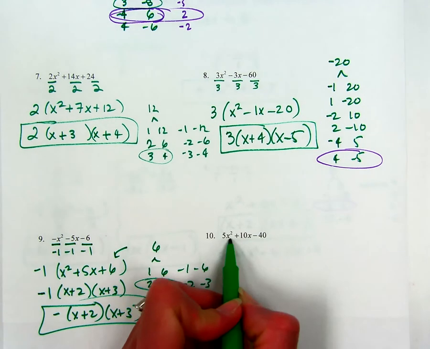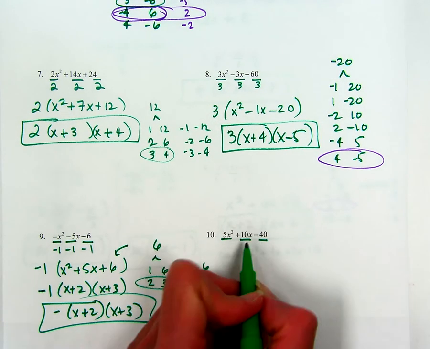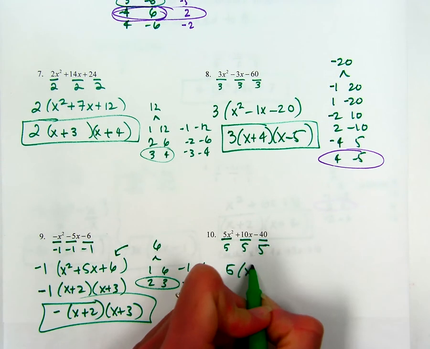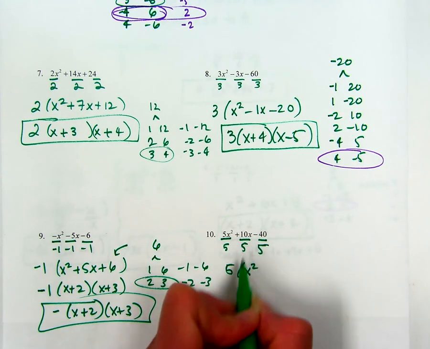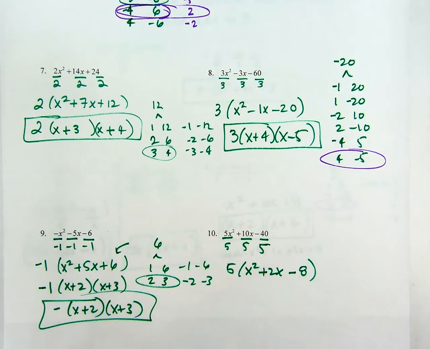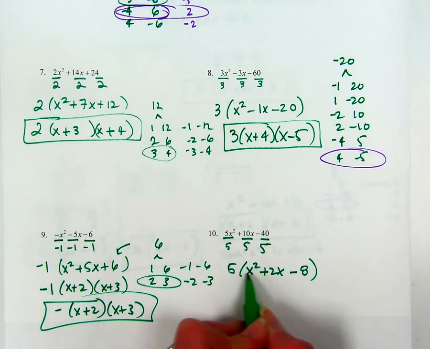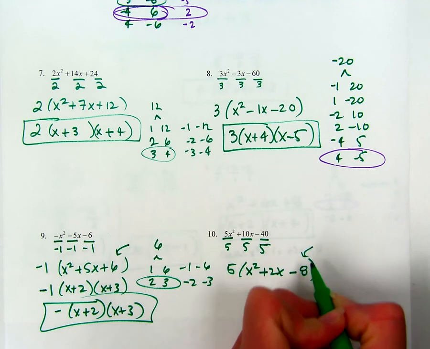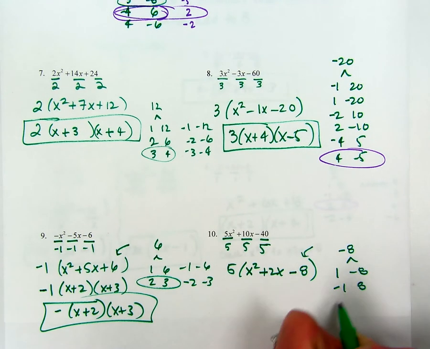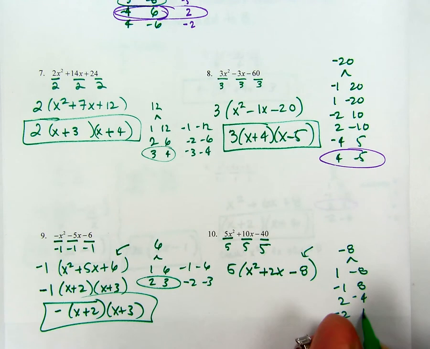All right, last problem. GCF, what can 5, 10, and negative 40 be divided by? It's 5. What I'm left with is x squared plus 2x minus 8. Okay, there's just an x squared, so we go ahead and look at what multiplies to negative 8, which is 1 and negative 8, negative 1 and 8, 2 and negative 4, and negative 2 and positive 4.